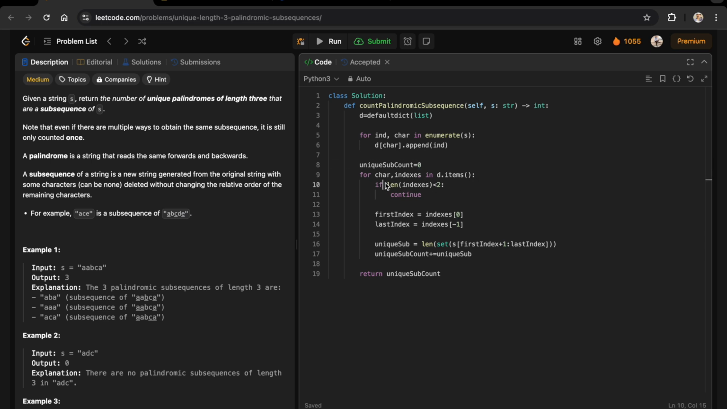If the length of indexes is less than 2, that means we are having a single character, and that won't be able to make the subsequence. So we have taken the first index, which will be at index 0. We have taken the last index, which will be at index -1. After that, we have taken the length of the unique characters in the range of first index plus 1 to last index. After that, we are adding it into the unique subsequence count, and in the end we are returning the count. So that's the code for this question.